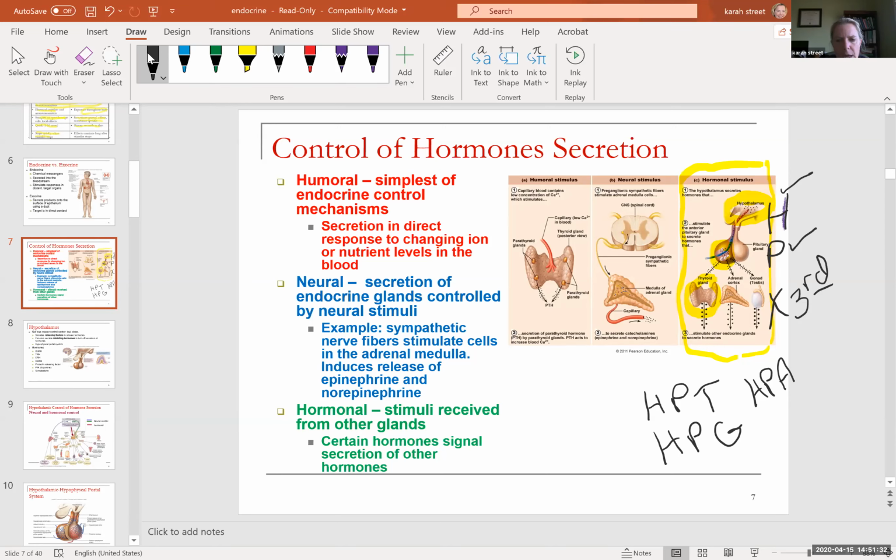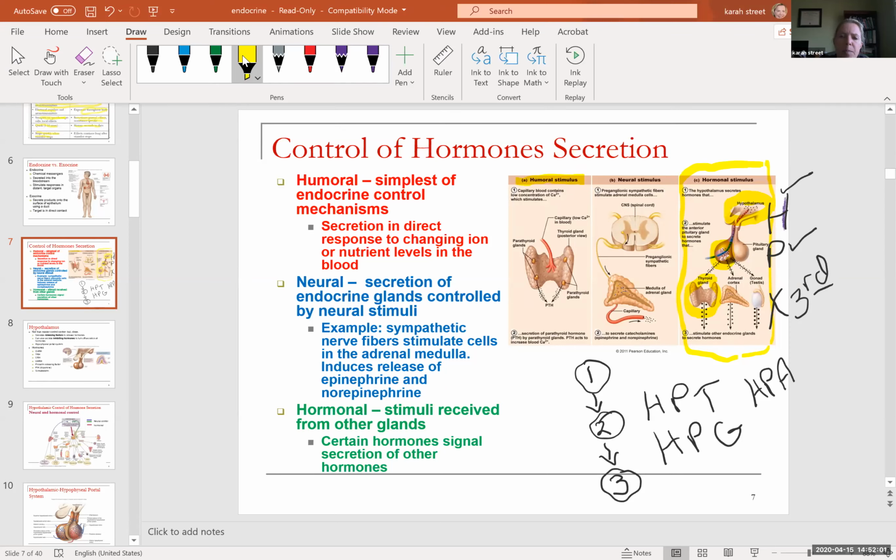And in physiology, we call this an axis. An axis is a chain of command, right? The first gland signals the second gland, signals the third gland. It's a chain of commands. I'm going to focus a lot of this lecture on that chain of command. The other way that we have release of hormones is humoral.